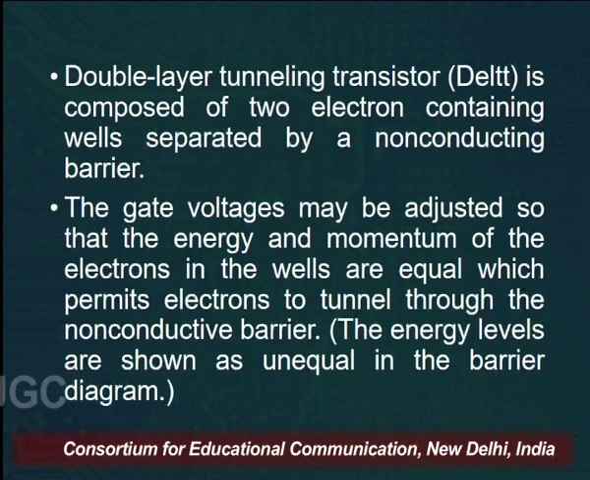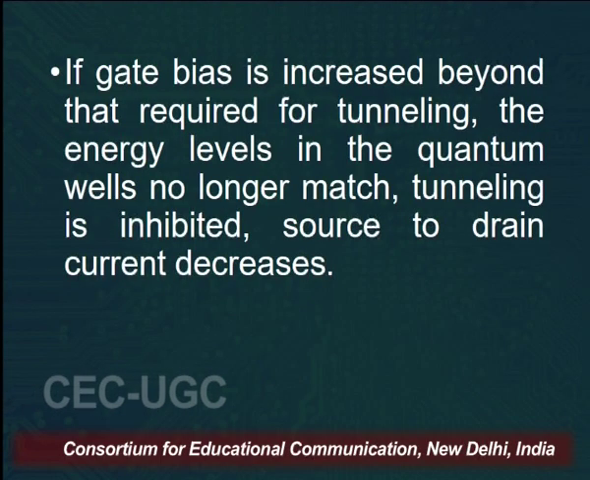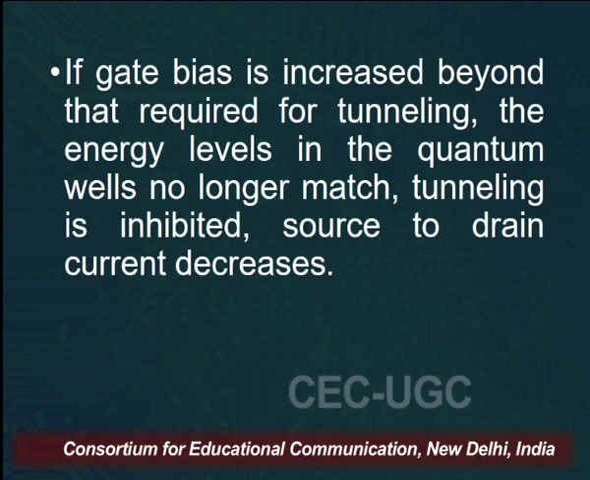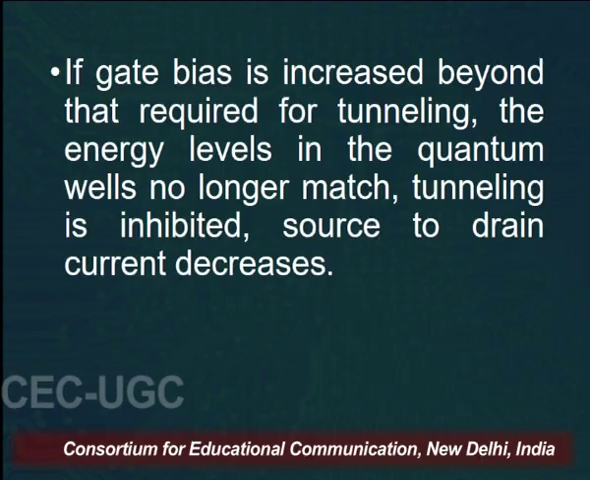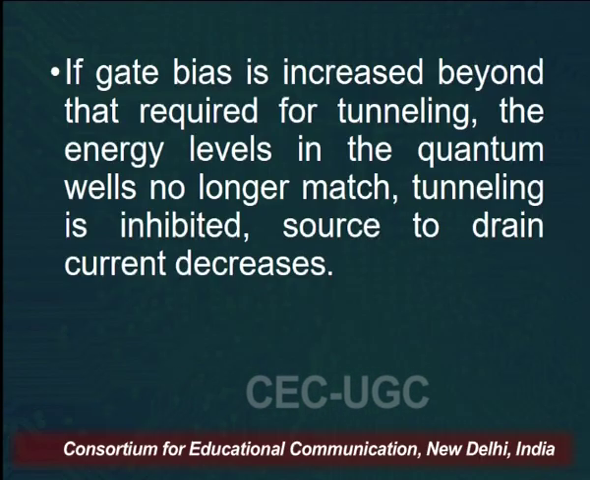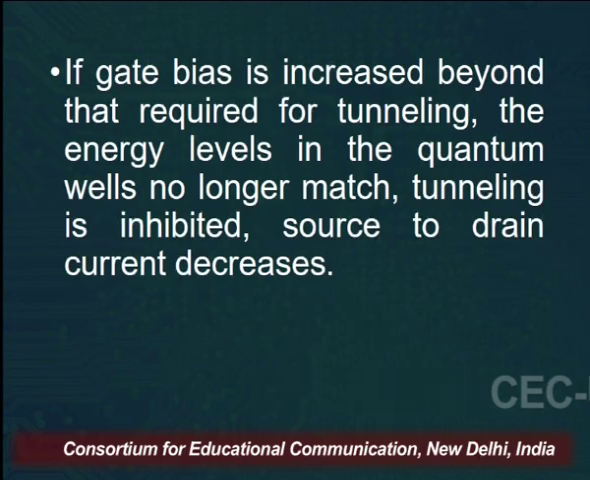So, the gate voltage may be adjusted so that the energy and the momentum of the electrons in the wells are equal, which permits the electron to tunnel through the non-conductive barrier. The energy levels are shown as unequal in the barrier diagram because that is the off state. If the gate bias is increased beyond that required for tunneling, the energy levels in the quantum wells are no longer matched. Tunneling is inhibited, and the source to drain current decreases.